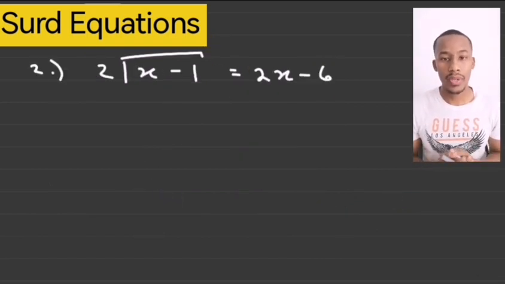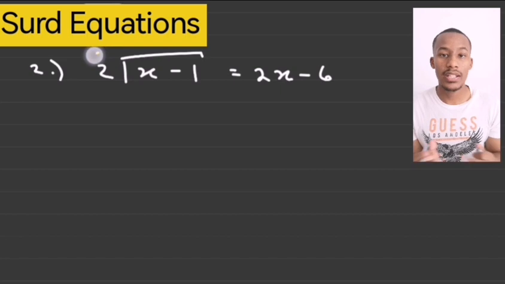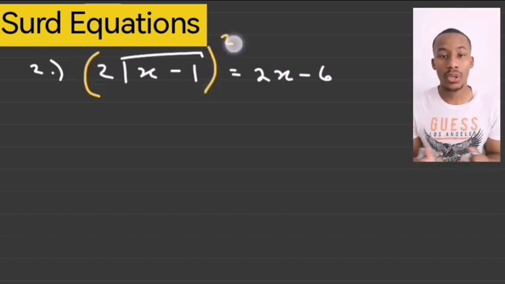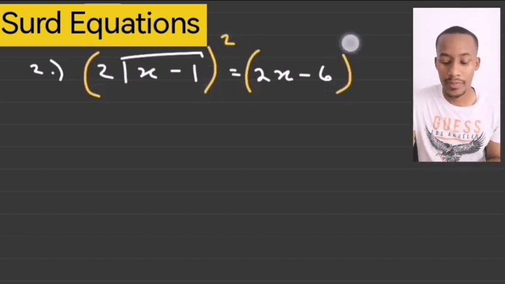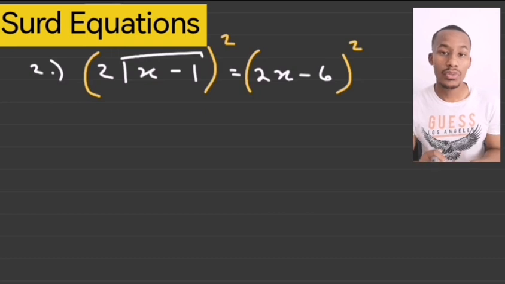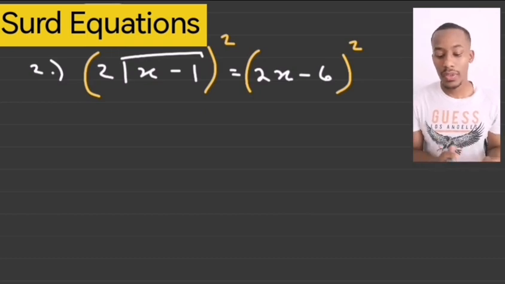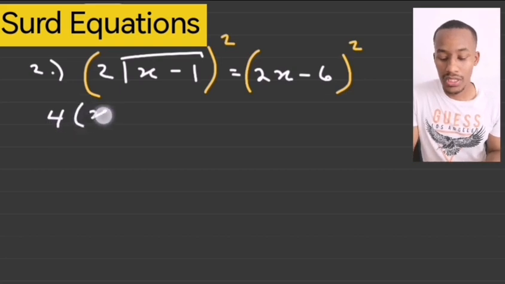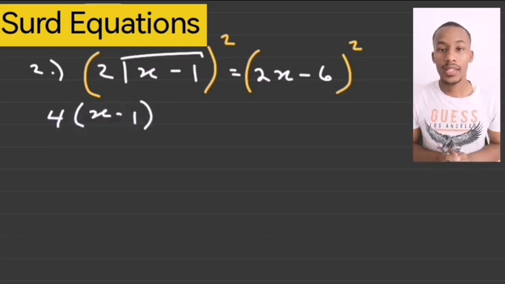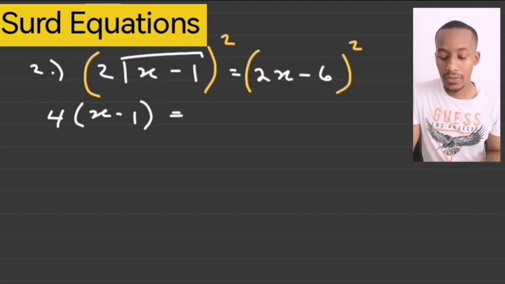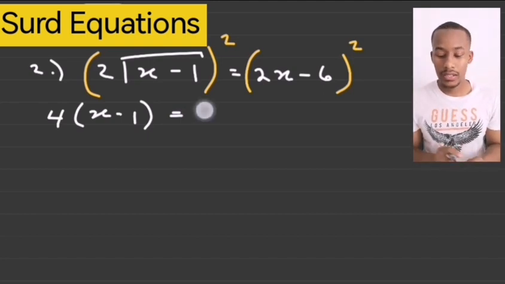Here we have 2 square root x minus 1 equal to 2x minus 3. Again, since the surd is already on its own, we can just start off by squaring both sides. Now when you square the 2 square root x, 2 squared is 4 and the square root falls away. So you are just left with x minus 1. And now you'd have to multiply the 4 inside. But let's just have a look at what happens on the right hand side.